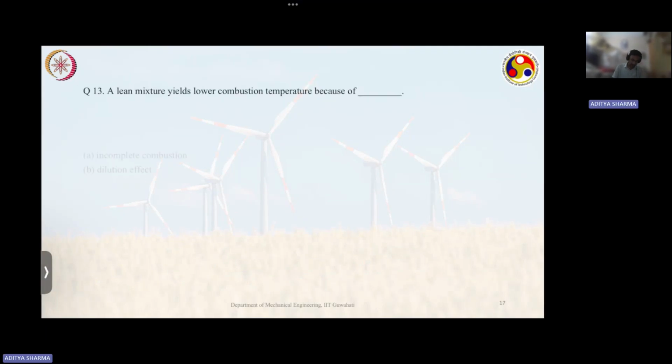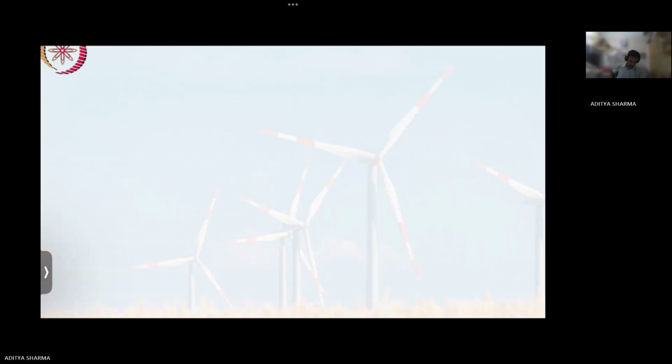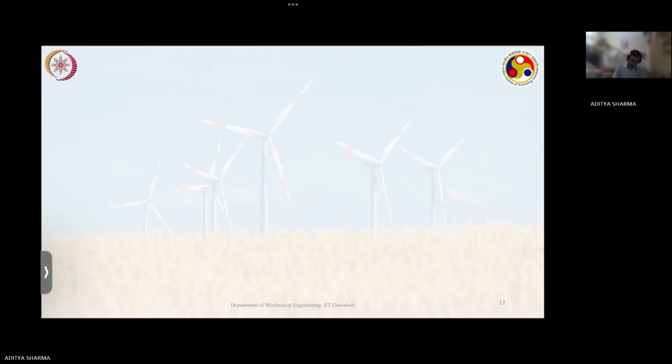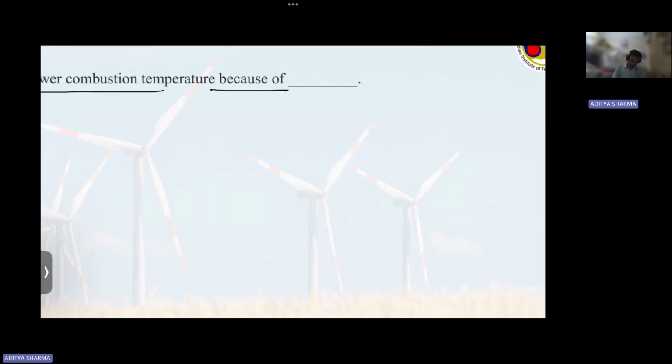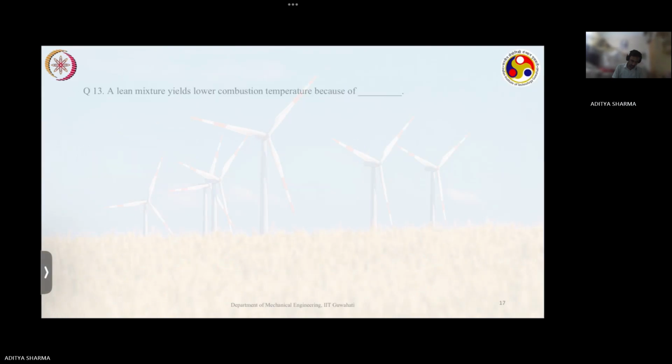Then is question number 13. Sorry, I believe question number 12 and 13 are the same by mistake. All right. Then moving on to the next question.